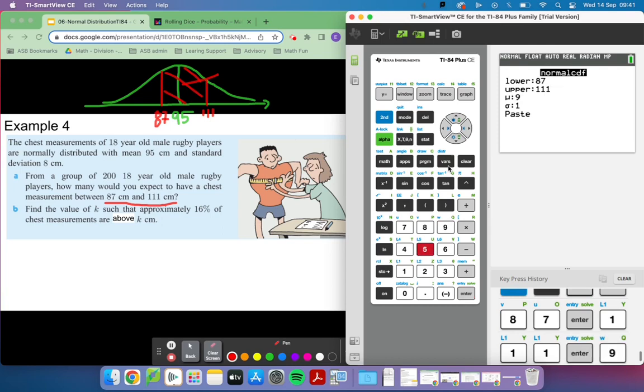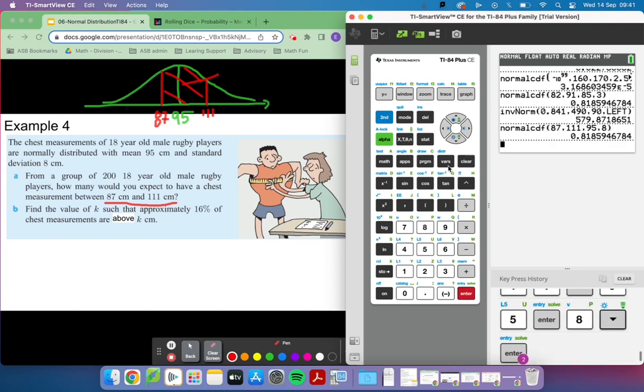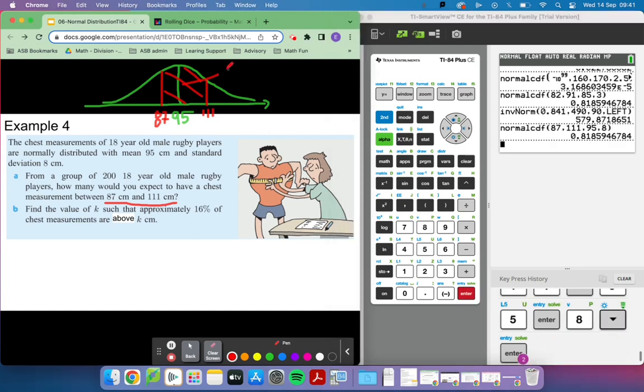My mean is 95, and I'm told that my standard deviation is 8. And I'm going to paste this. So the probability of having a male rugby player between 87 and 111 is 0.819 if we round to three significant figures.